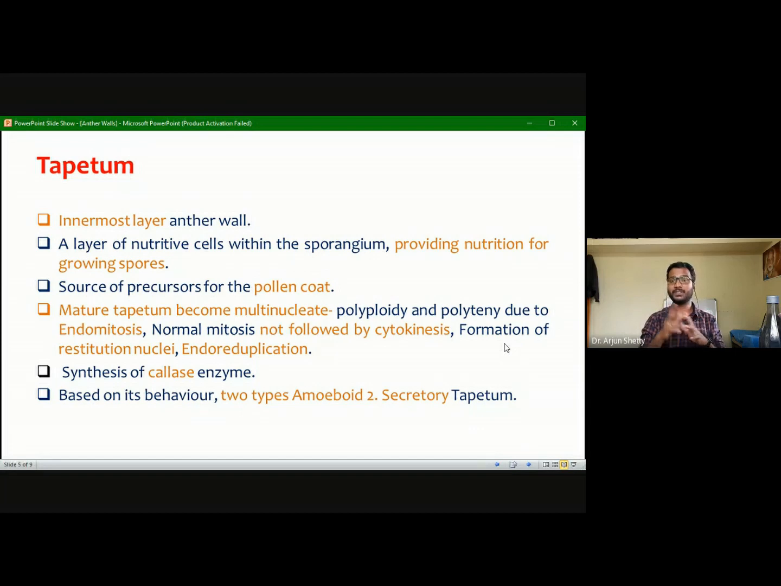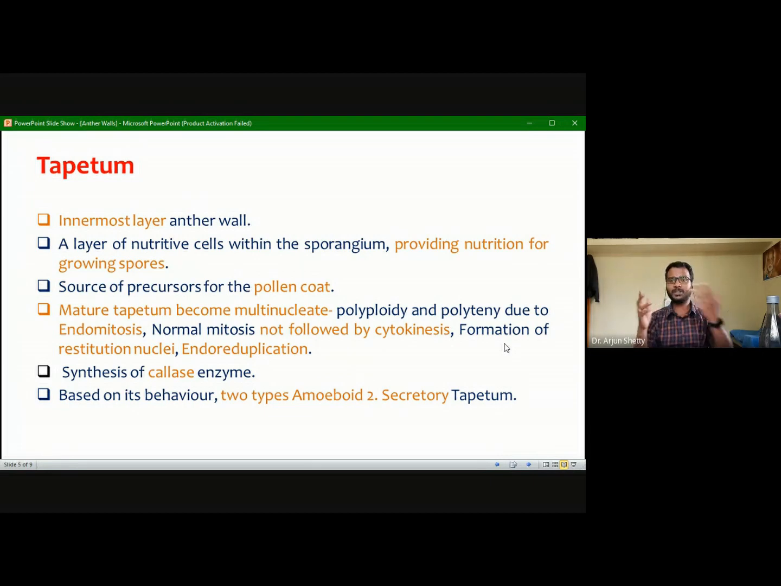So the mature tapetum becomes multinucleate. One more important feature: these are somatic or vegetative cells, and they undergo mitotic division. Generally in mitotic division, karyokinesis is followed by cytokinesis. But in most of the tapetum cells, they often don't undergo cytokinesis. They complete their karyokinesis and become diploid nucleated cells, and without undergoing cytokinesis, they become an enlarged individual single cell containing multiple nuclei.